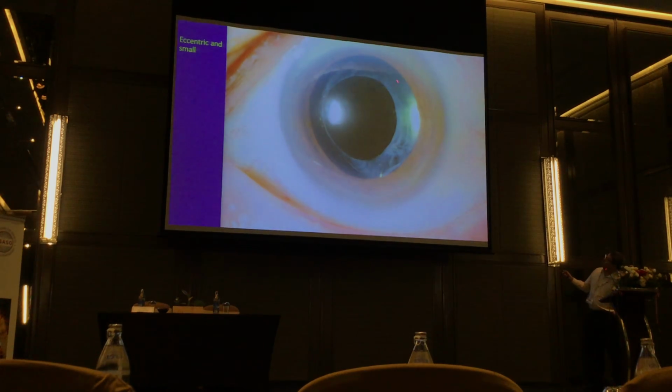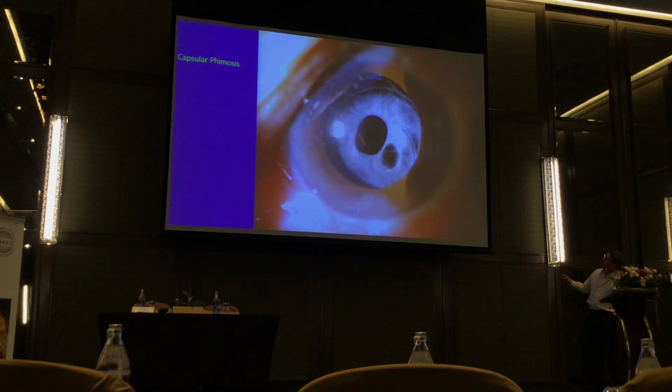Here's another one that's not only eccentric, but it's also on the small size, and you can get capsular phimosis, which lends itself to other problems, and of course an extreme case of phimosis. So if you start with too small a rhexis and you get a fibrotic response, you're going to have problems with that anterior capsule.